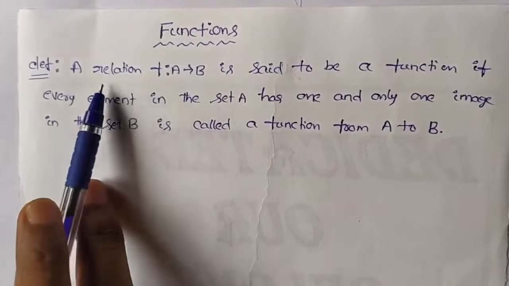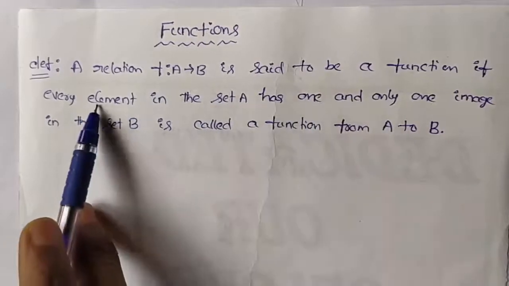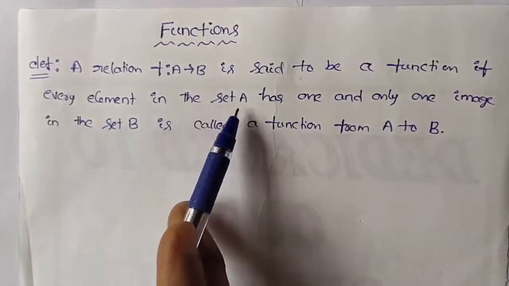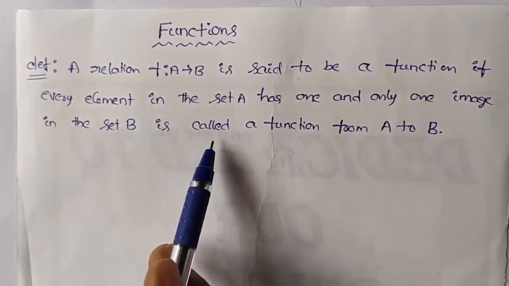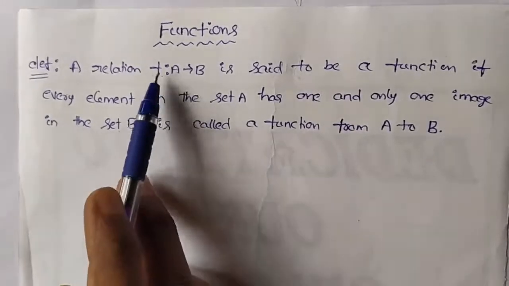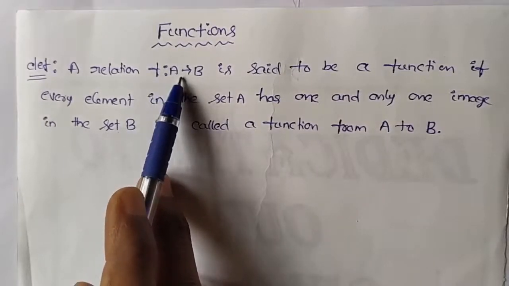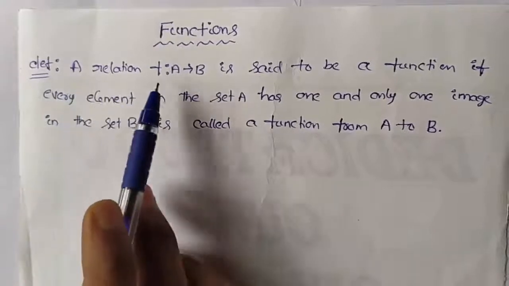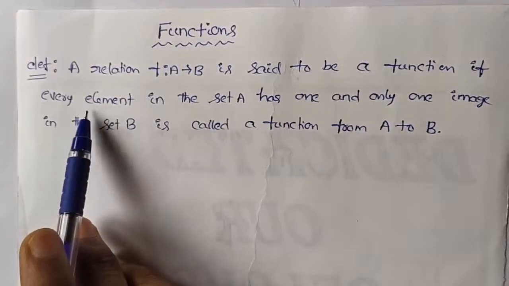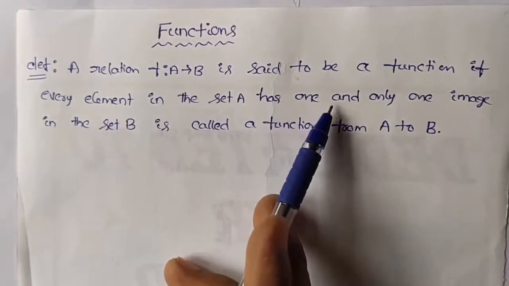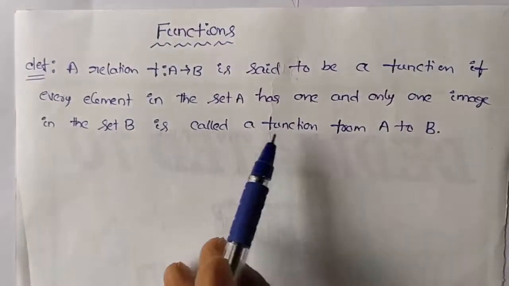First definition. A relation f from A to B is said to be a function if every element in the set A has one and only one image in the set B. This we read as f from A to B. Once again, a relation f from A to B is said to be a function if every element in the set A has one and only one image in the set B.